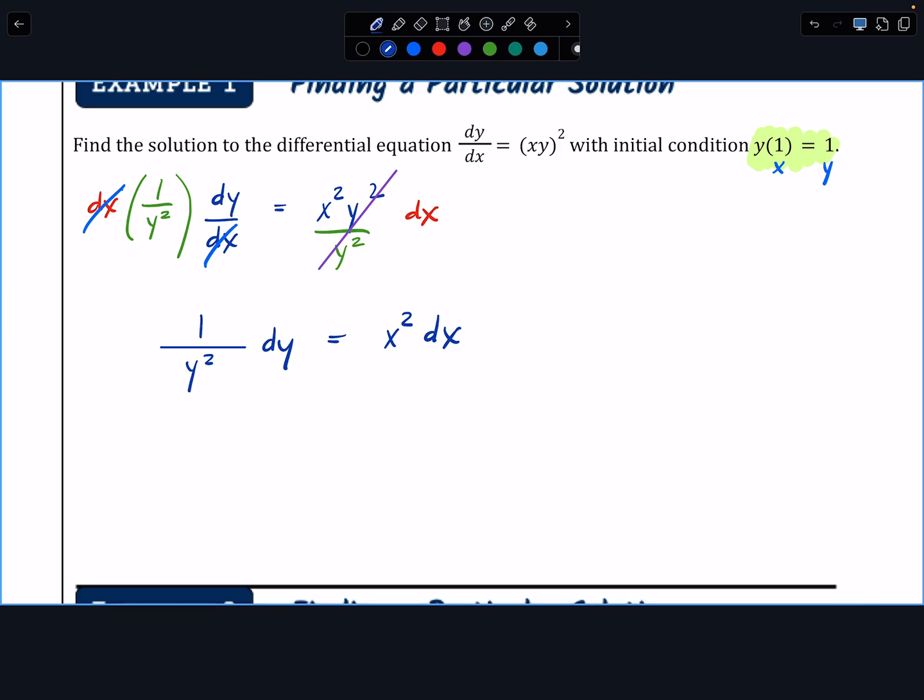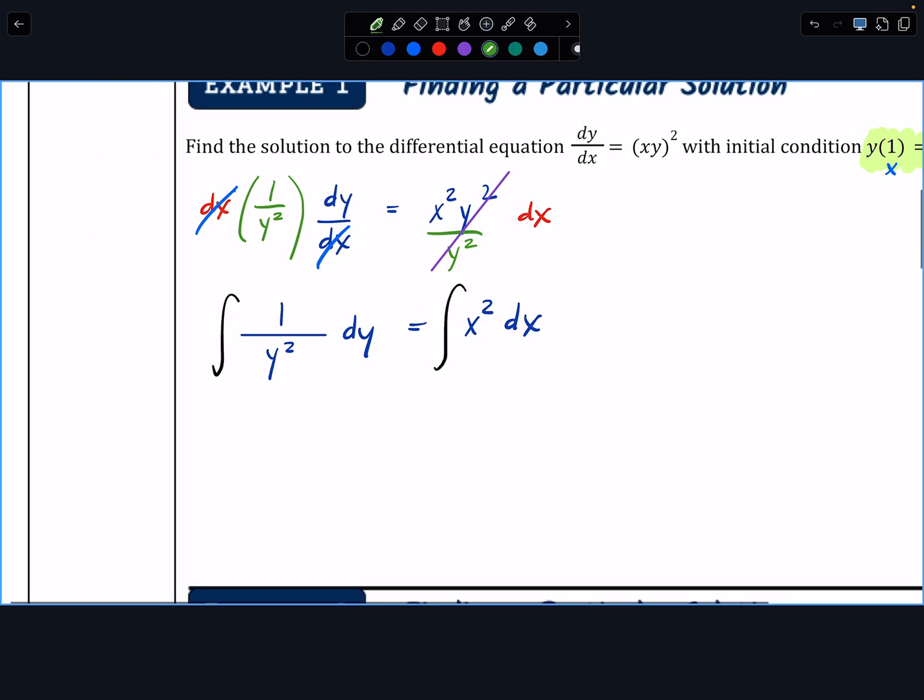Okay. What's the next step? Take the integral. Now this right here, guys, you agree is the same thing as y to the negative 2? So if I do the antiderivative, it's going to be y to the negative 1 divided by negative 1, which I could just write like that. Does that make sense? Is equal to, what's the antiderivative of x squared? x cubed over 3. Don't forget your plus c.